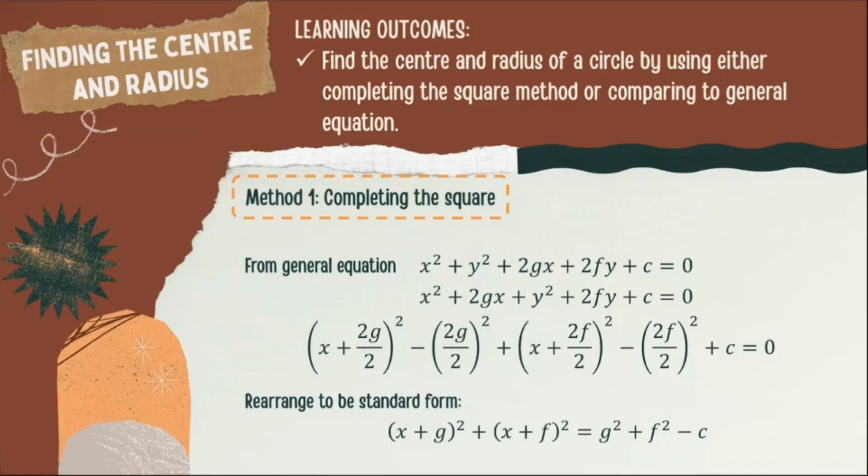Okay, hello guys. So in this video kita nak continue on our lesson for circle 4.1. On this video kita nak cover how to find center and radius by using either completing the square or we compare to the general equations. So the aim of this learning outcome adalah untuk dapatkan center and radius. Okay, so there will be two methods. Like in this learning outcome stated, kita akan ada completing the square method and also comparing with the general equations.